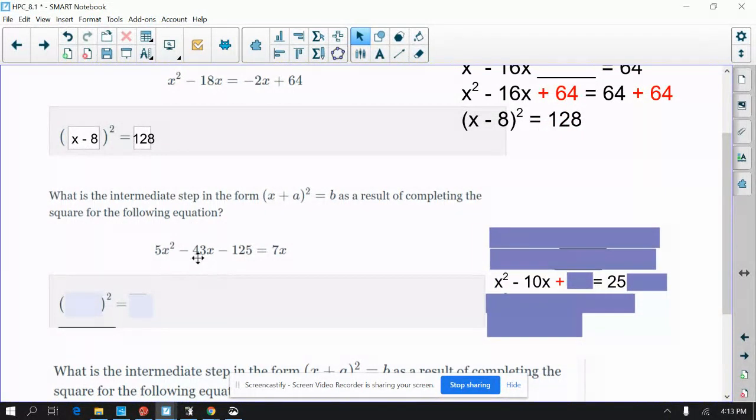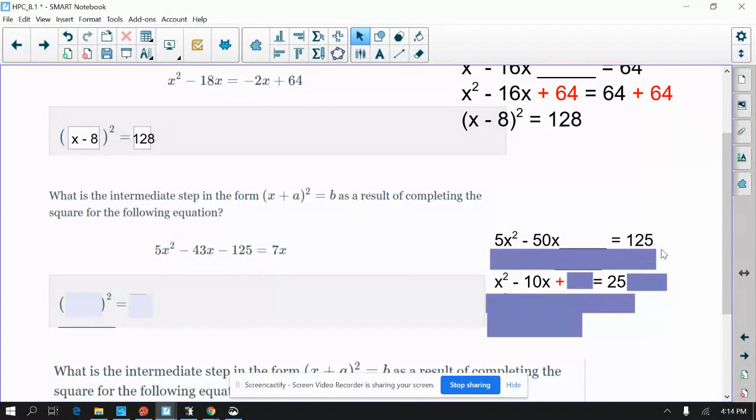Okay, so notice you've got 5x squared, 43x over here, and 7x over here. So the first thing I'm going to do is get this 7x over here, so minus 7x. And then this negative 125, I want all the numbers on the right side, all the variables on the left side. That's just the way I do it. So I'm going to add 125, and I'm going to subtract 7x, and I get this. Minus 7x makes this become negative 50, which is what I wrote. And if you add 125, you get positive 125.